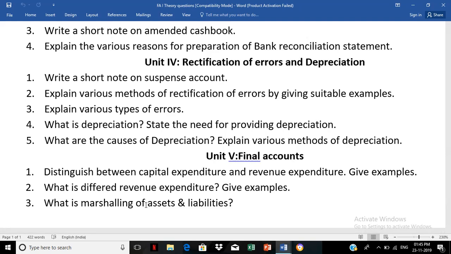So in the fifth unit, the important one is nothing but closing journal entries. We have to be perfect in that. What are the closing journal entries and all? We have to read that. After closing journal entries, the entire problem of final accounts.